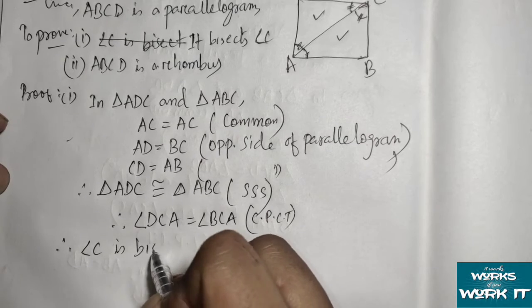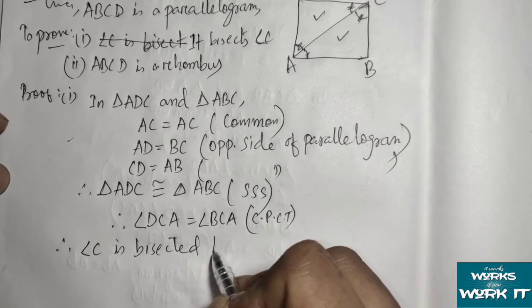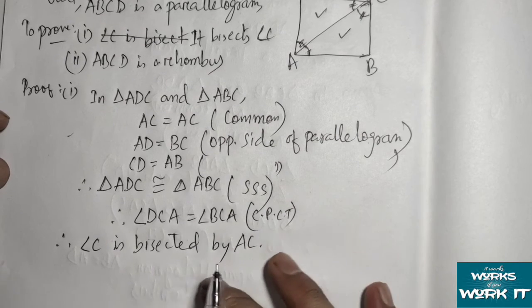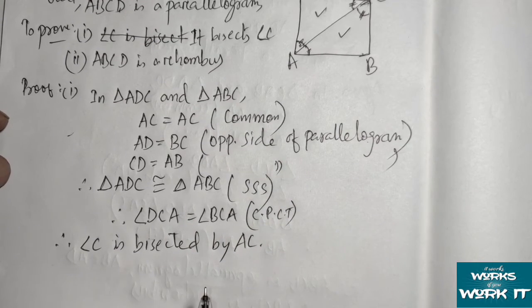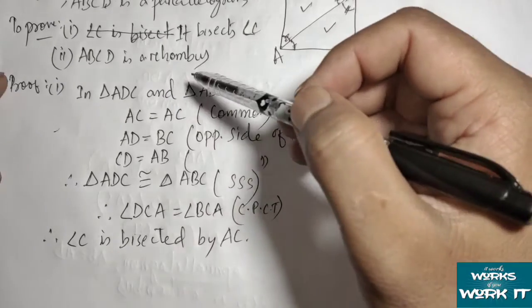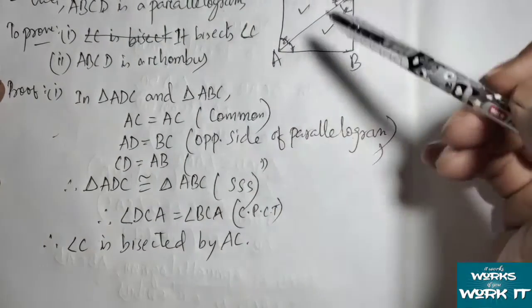is bisected by AC. Or you can write AC bisects angle C. Okay, now we have proved the first part, and now we have to proceed towards the second part, that is we need to show ABCD is a rhombus.